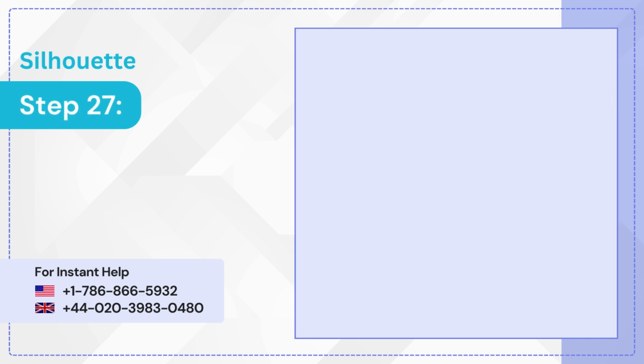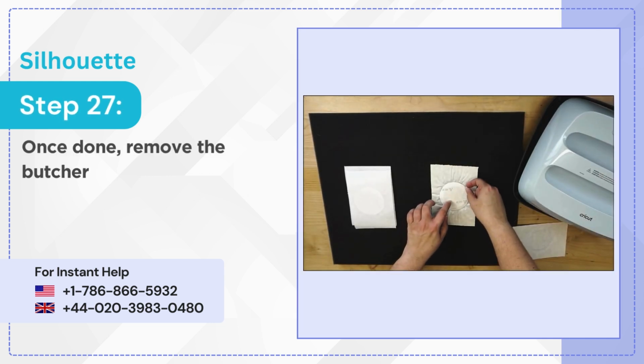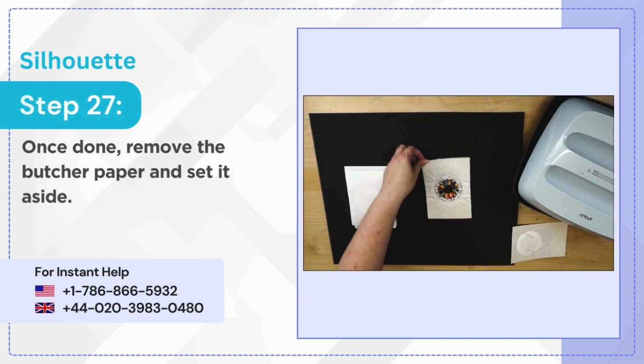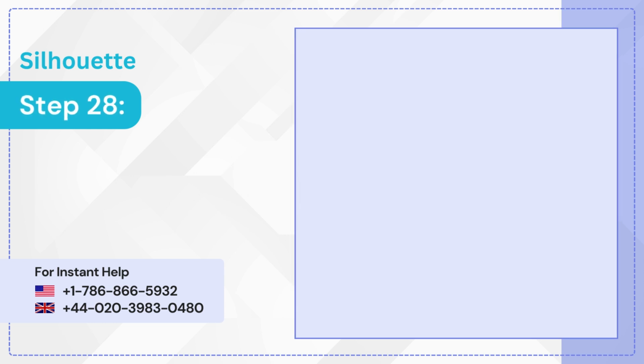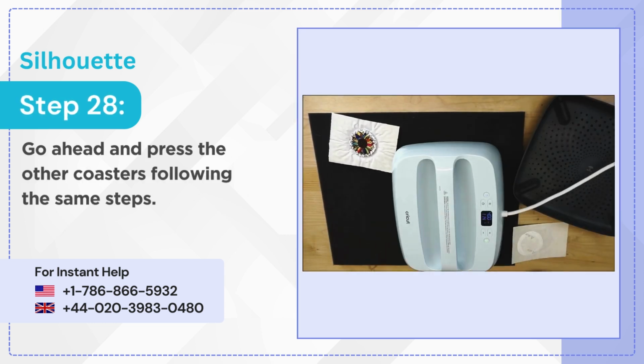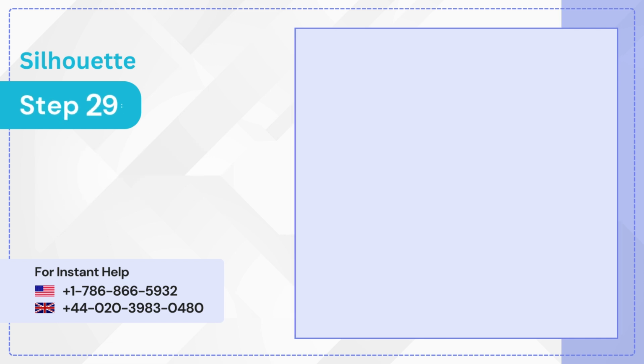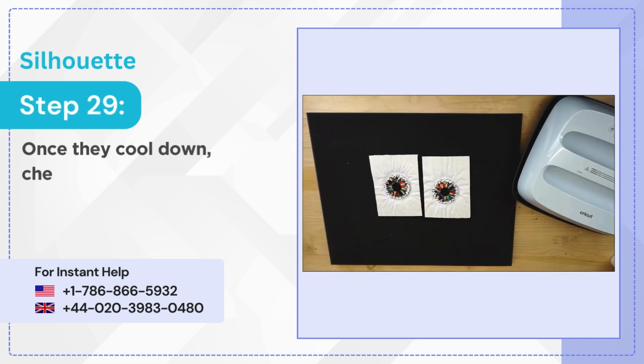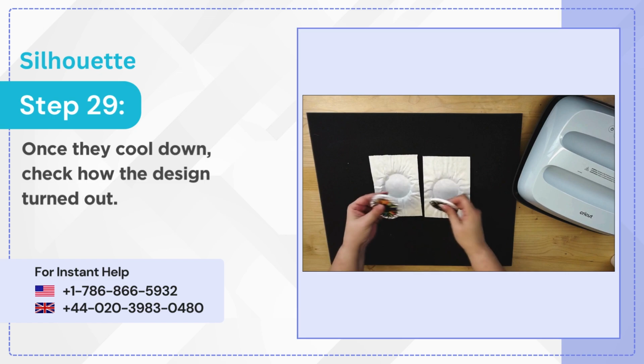Step 27. Once done, remove the butcher paper and set it aside. Step 28. Go ahead and press the other coasters following the same steps. Step 29. Once they cool down, check how the design turned out.